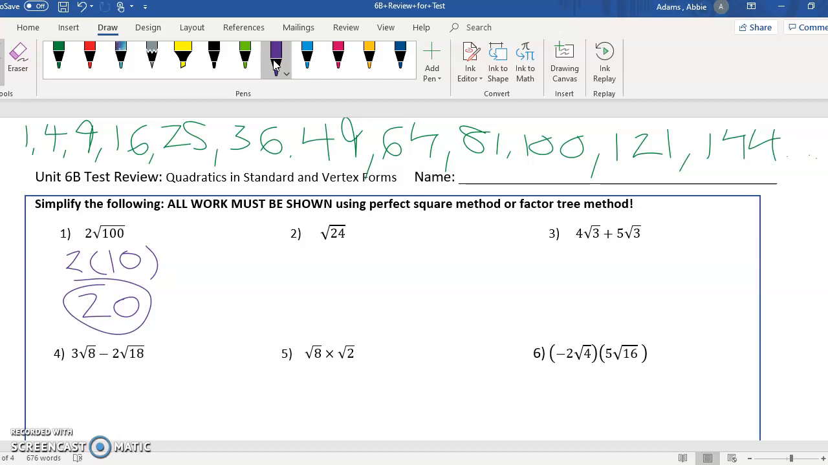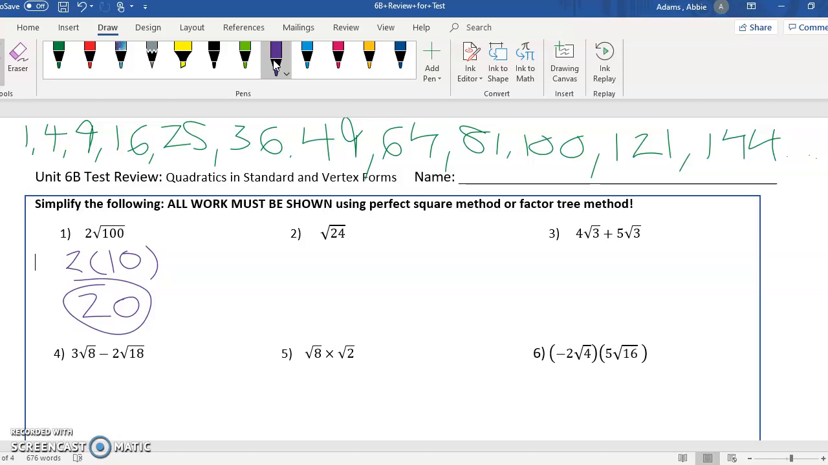Let's go on to problem 2. It says the square root of 24. Looking at our list, we know the square root of 24 is going to be some number between 4 and 5, but it's not perfect because 24 is not a perfect square. So let's look at some of the factors of 24. 1 times 24 doesn't really help us much because anything times 1 is itself. 2 times 12 is 24, but 12 is not a perfect square, so that doesn't really help us. Then we have 3 times 8, so we're getting closer, but 8 is not a perfect square either.